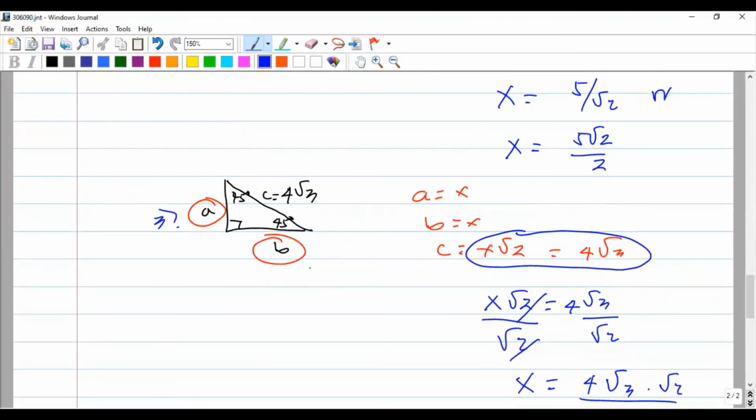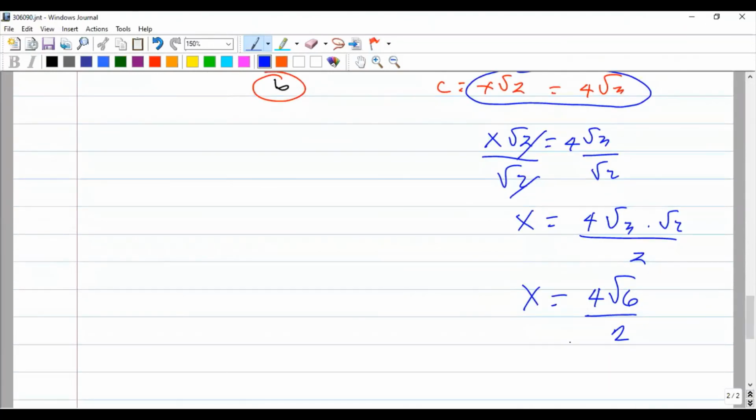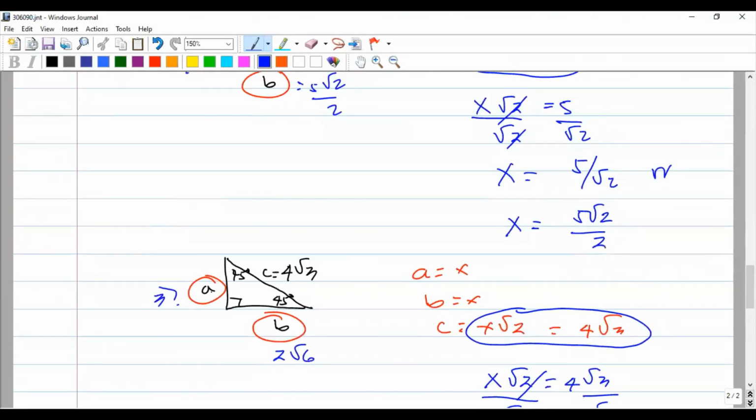Okay, the final answer would be X is equal to 2 square root of 6. So our X now is equal to 2 square root of 6. And the other X inside A is also 2 square root of 6. Okay?